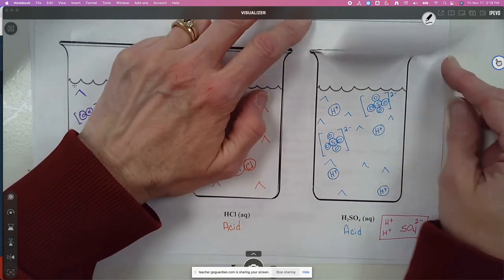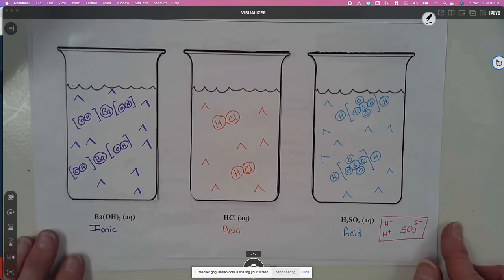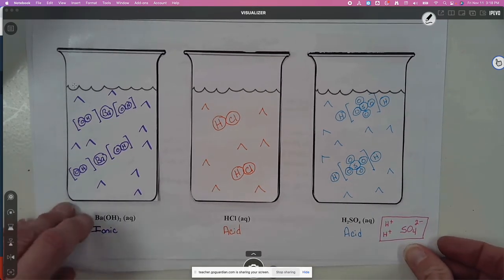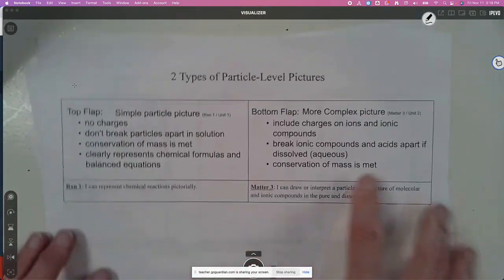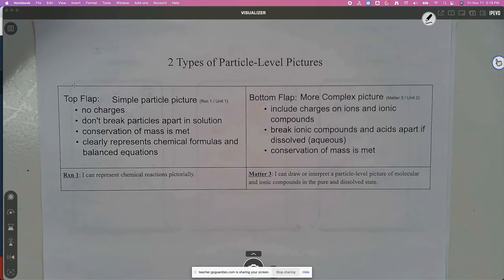Next week, we're going to be doing a lab, and we're going to be making a lift-a-flap book to describe the things that happened in lab. On the back side of this sheet, you will find descriptions here of our two types of particle level pictures. For lack of better terminology, we're going to borrow little kids' literature language, top flap and bottom flap pictures.